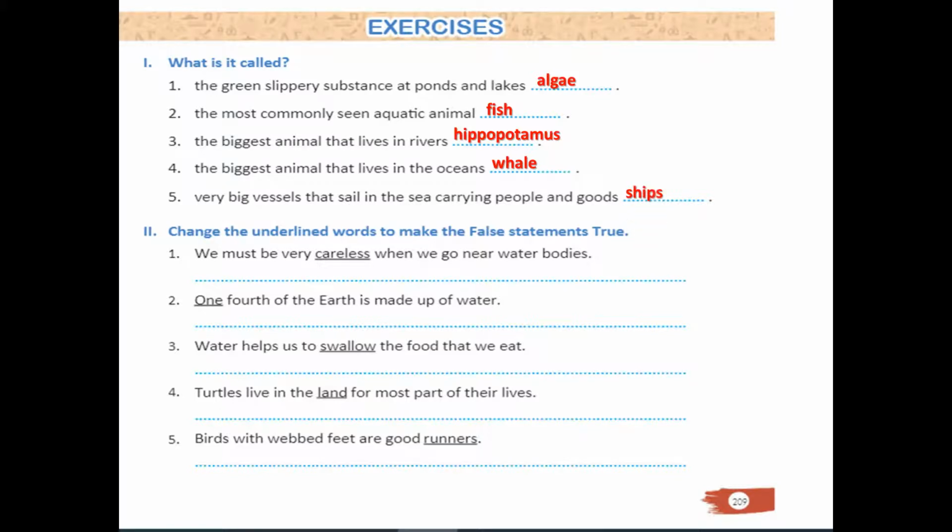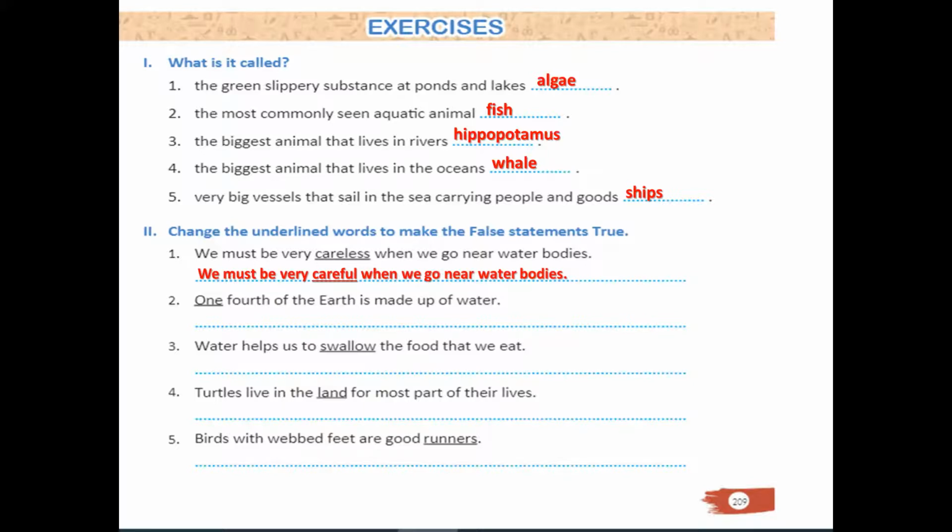Yes, so the second type of question is: change the underlined words to make the false statement true. So read the statement. We must be very careless when we go near water bodies. No, it is very dangerous for you, so you have to be very careful. So we must be very careful when we go near the water bodies.